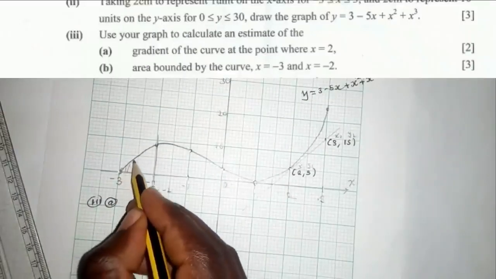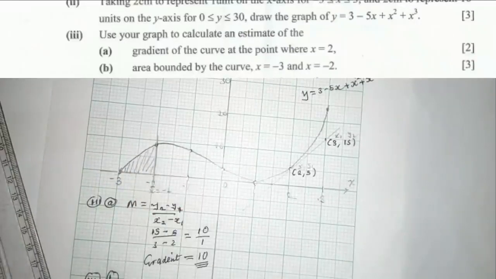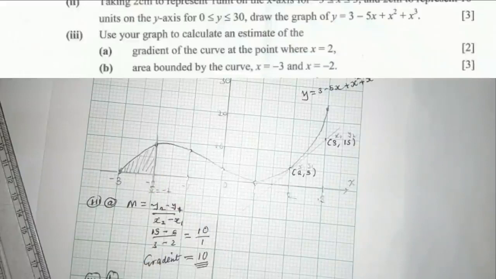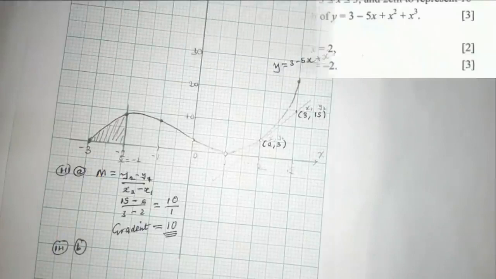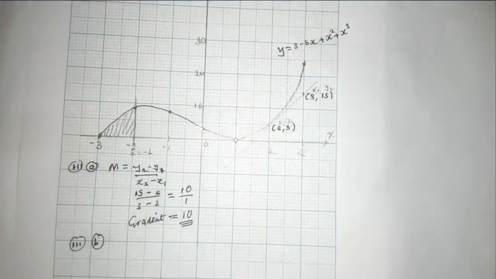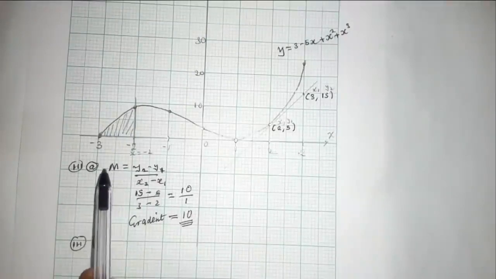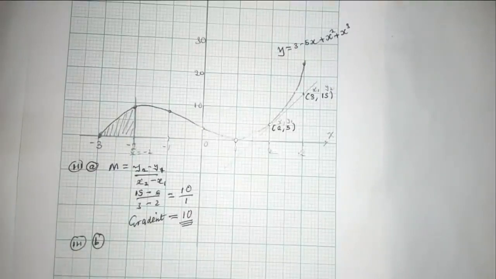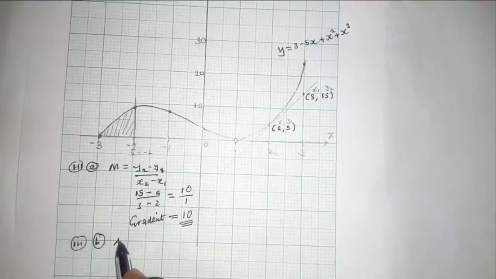So you can shade this part. You can shade nicely. You can use a ruler, or you shade nicely. So they want us to find the area bounded by this region. So if you can see nicely what shape is being formed here, there are so many ways you can use to find the area here. But the simplest way would be to just check what shape is being formed here. Of course, this is a triangle. So you can use the formula for finding area of a triangle.